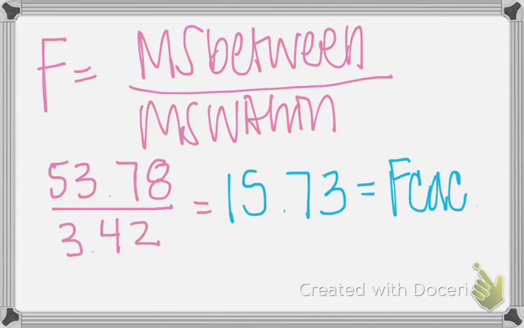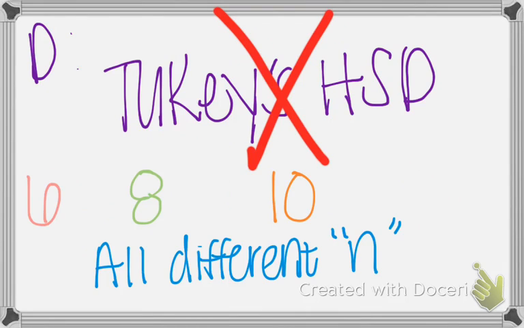53.78 divided by 3.42 equals 15.73 for the F calculated. We cannot do for part D Tukey's HSD because we have different numbers of participants in the sample. In order to do Tukey's HSD test, you need to have a balance of participants. As you can see, we have 6, 8, and 10.